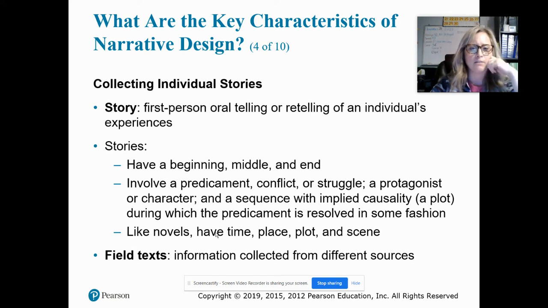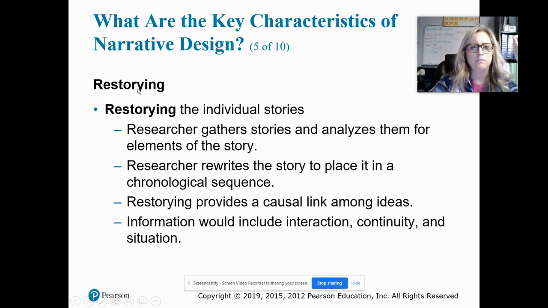Okay, so like novels, they have a time, place, plot, and scene. And when you have field text, those are all collected from different sources. So you can collect information from different sources. Okay, so restoring, that's a term discussing the individual stories. So you're going to gather stories and analyze them for elements of the story.